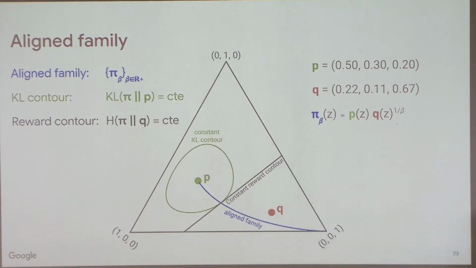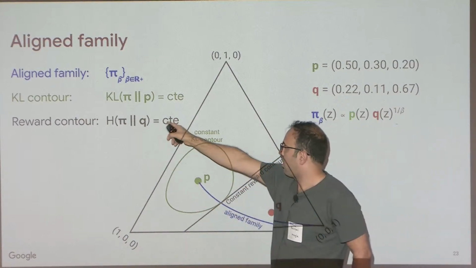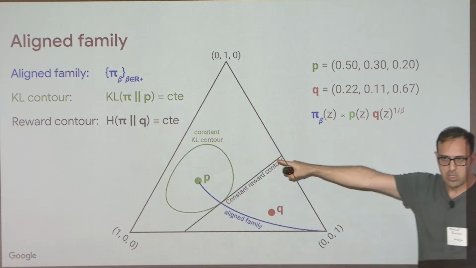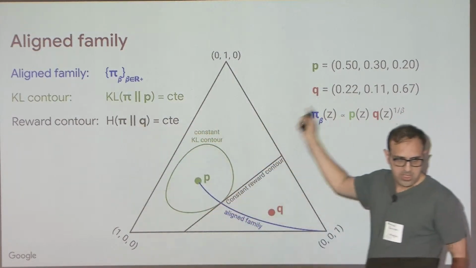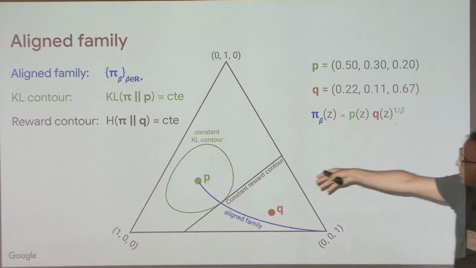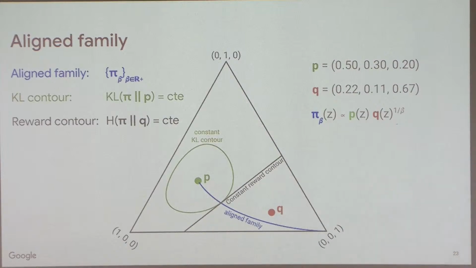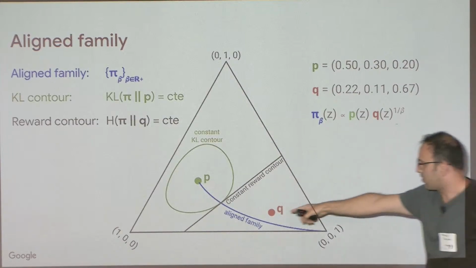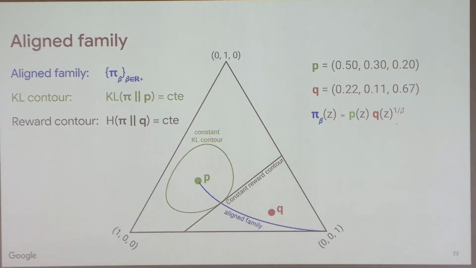It's an exponential family of distributions. I'm also showing you, for a particular constant, a reward contour. As I said, the reward is a linear function of pi, so we see that it's a line here. And the KL contour is a strongly convex function, so the contour is going to be convex. The intersection of the two is going to be the distribution, the solution to the alignment problem.